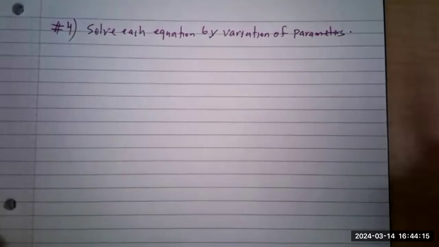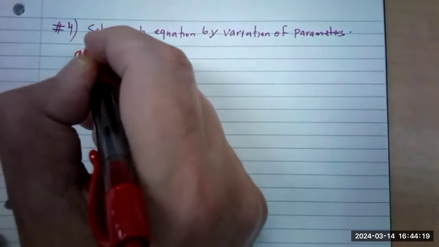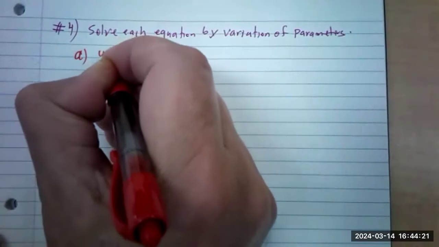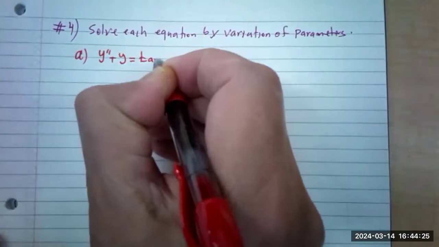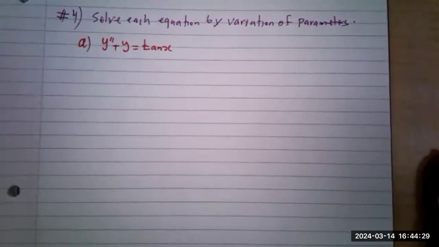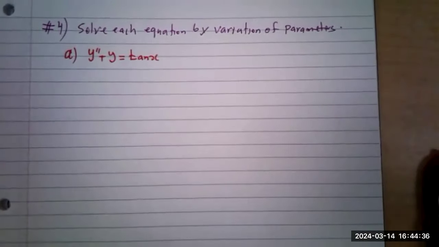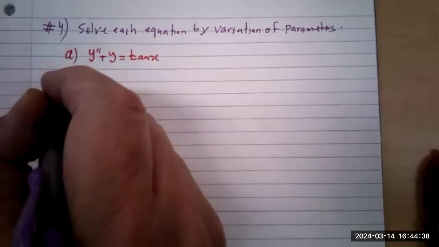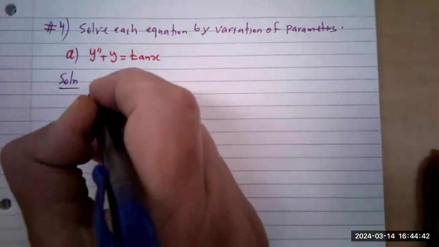Okay, so checking the first one. That's y double prime plus y equal to tan x secant x, the variation of parameters. These are the most popular ones. Okay, there you go. You have to solve the homogeneous one first again. So check this one first.